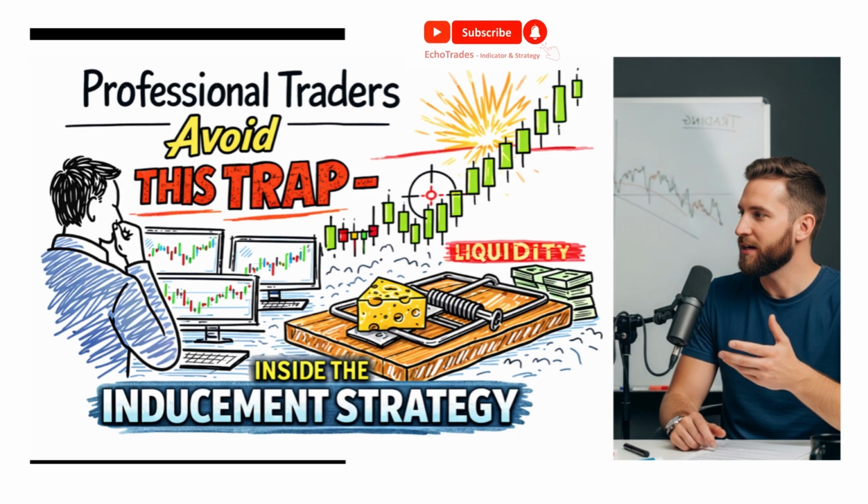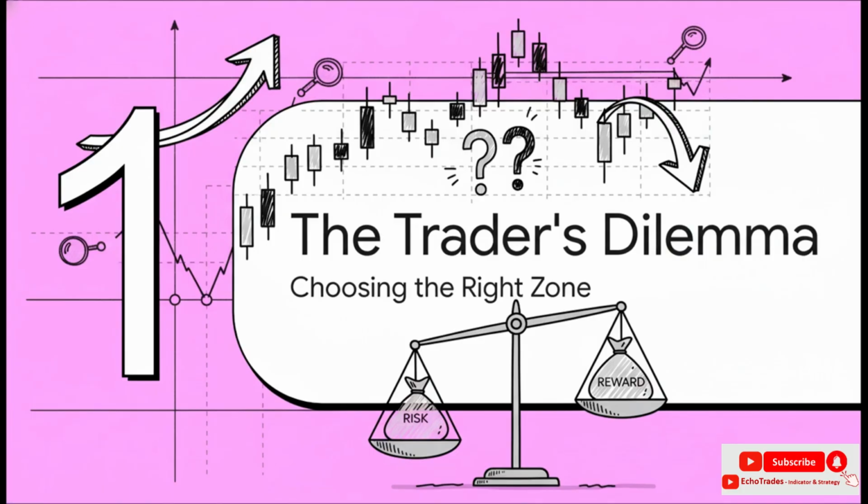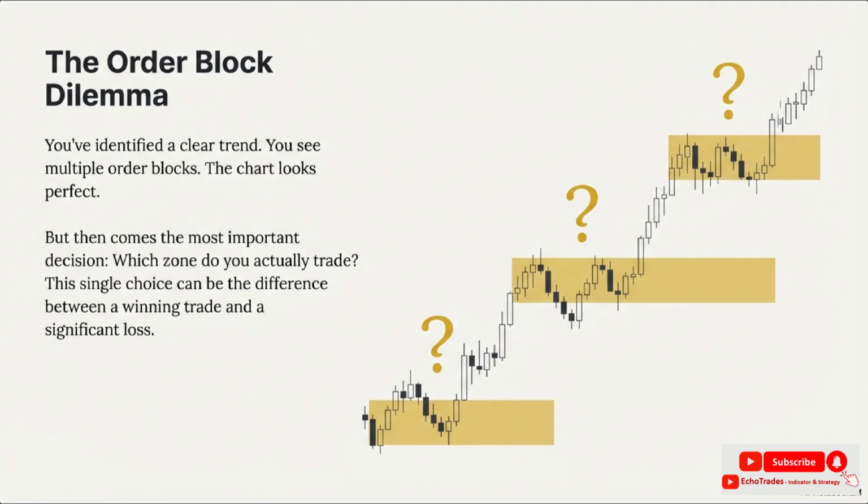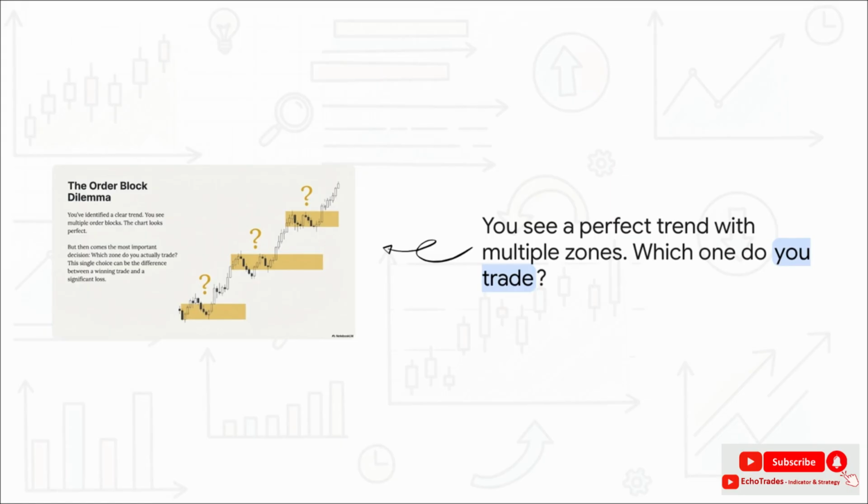So first up, let's talk about the core conflicts that every single one of us faces. I like to call it the trader's dilemma. Okay, so picture this. You're looking at a chart, and it's just a textbook uptrend. I mean, it's beautiful. You've marked out a few different order blocks, and honestly, they all look pretty good. But then comes the million-dollar question. Which one do you actually take the trade on? I mean, really, this single choice, this is it. This is what separates a fantastic win from a really frustrating loss.